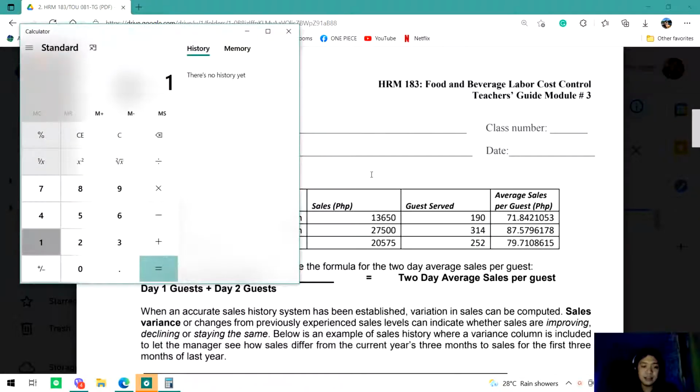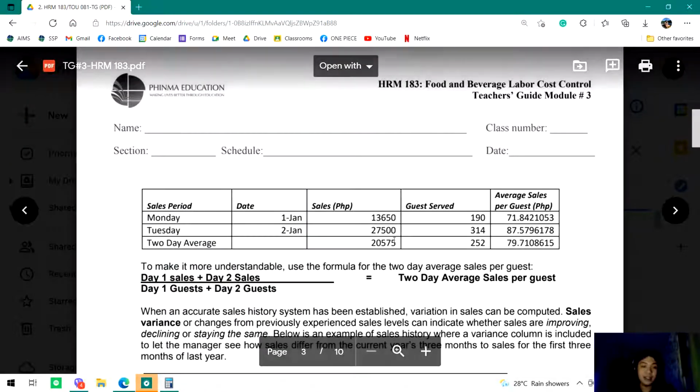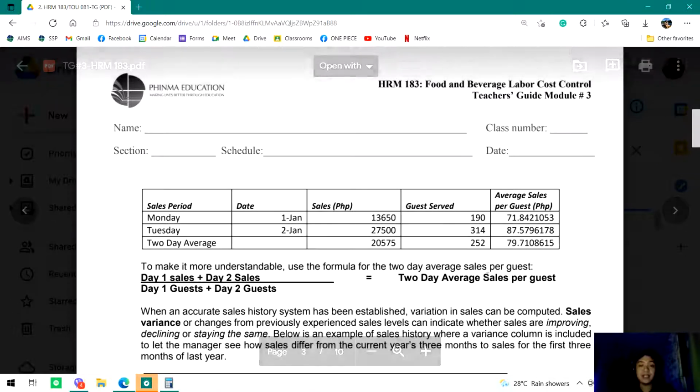That is 13,650 plus 27,500. That will be 41,150. And then our guests served, day 1 is 190 plus 314 for day 2, that is 504. Now, 41,150 divided by 504 equals 81.65. So this 81.65 is really our 2-day average check, or 2-day average sales per guest.